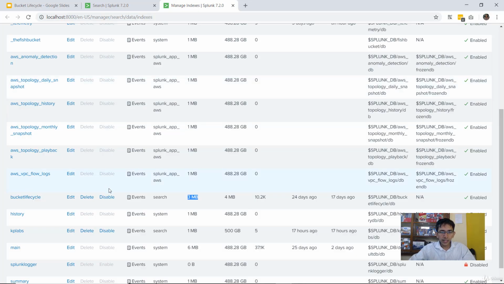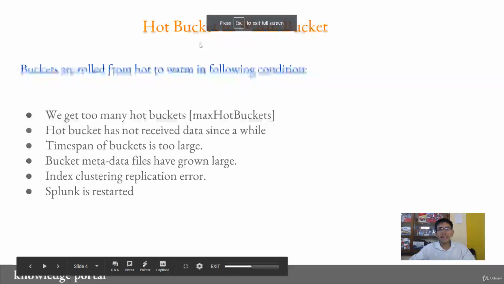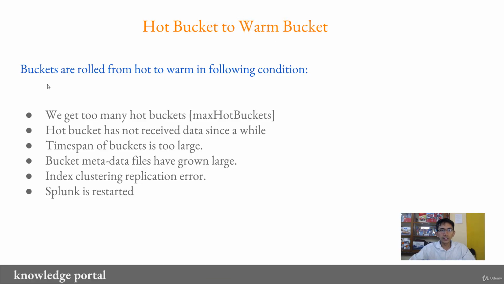Now one important part, in fact that is in the next slide, is when will the data from the hot bucket go to the warm bucket. Again, this is an important pointer to understand. There are certain conditions where the data will be pushed from hot bucket to warm bucket. First is when we have too many hot buckets, which is defined with the maxHotBuckets parameter within indexes.conf.